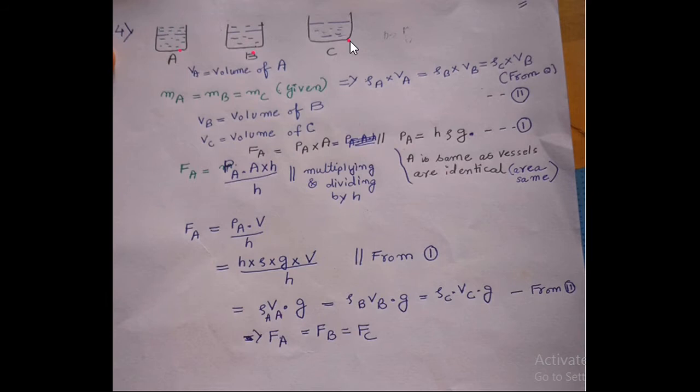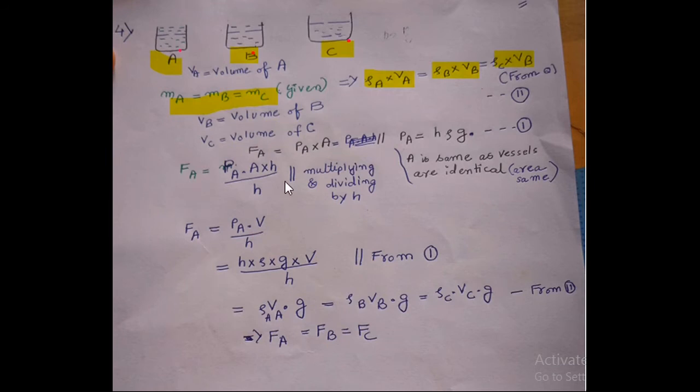Now see, these are my three vessels, rho A, rho B, rho C, and according to the question, MA equal to MB equal to MC. That means rho A times VA equals rho B times VB equals rho C times VC, where VA, VB and VC are the volumes of A, B and C. Now see what we know.